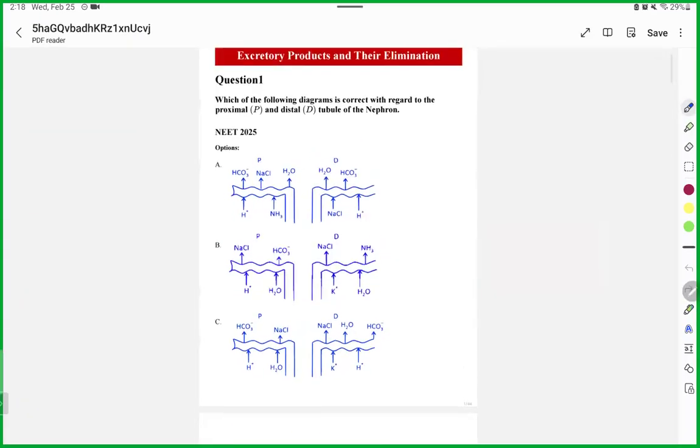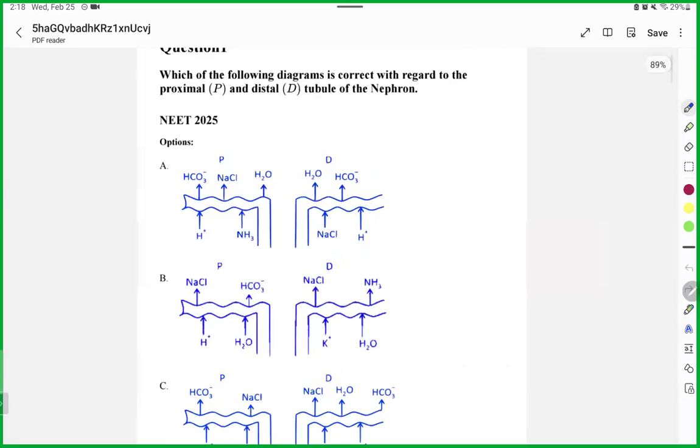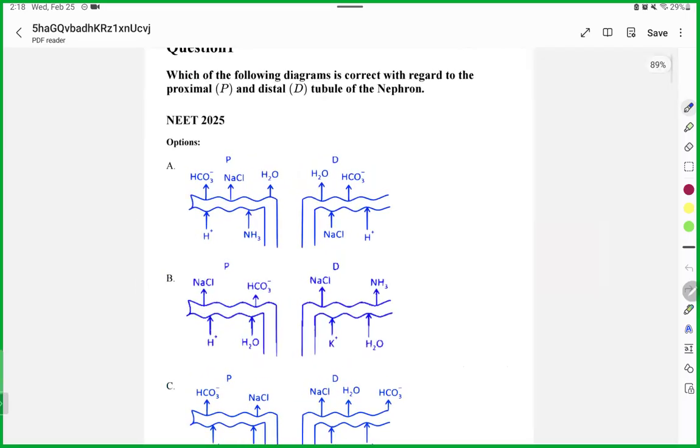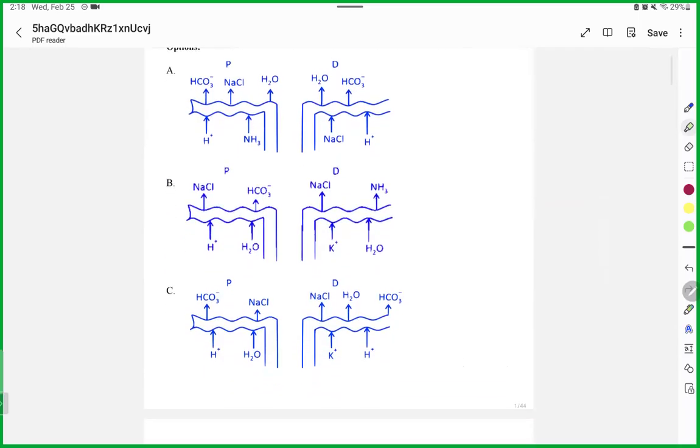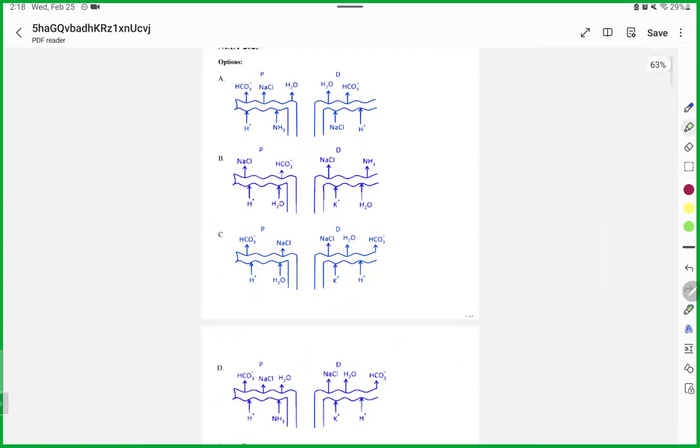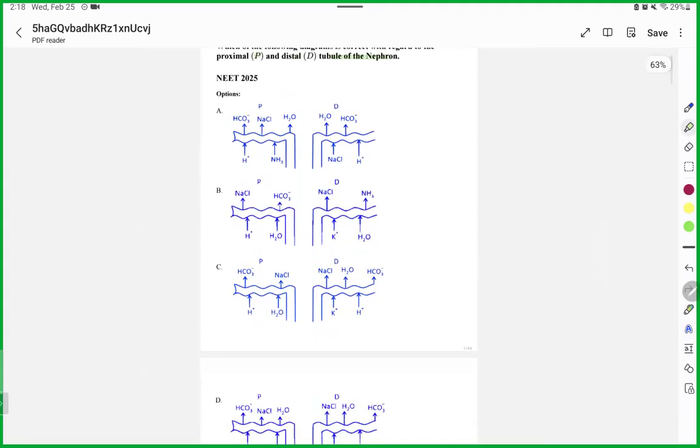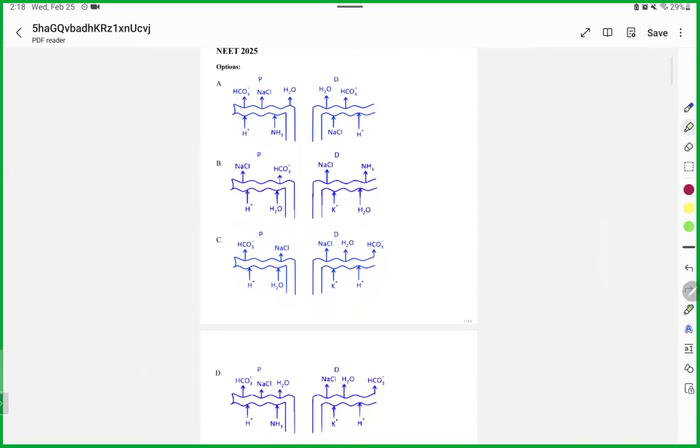Anvita, which of the following diagrams is correct regarding the proximal and distal tubule of the nephron? Proximal and distal tube of the nephron.